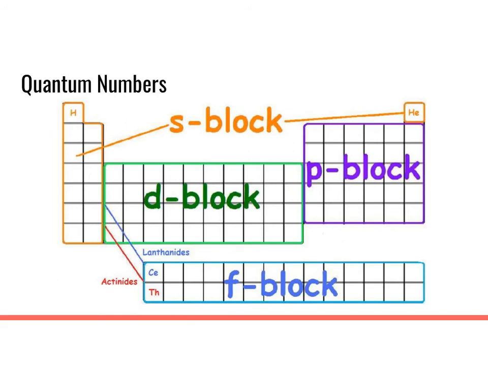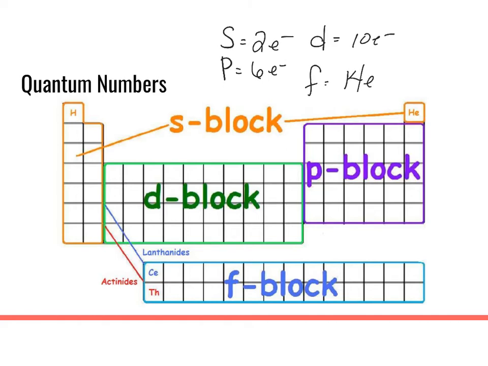If we're looking on the periodic table, this shows you all of the different blocks. Remember, when we go from smallest to largest, we have our S, P, D, and F. S blocks can fit 2 electrons, P can fit 6 electrons, D can fit 10 electrons, and our F can fit 14 electrons.